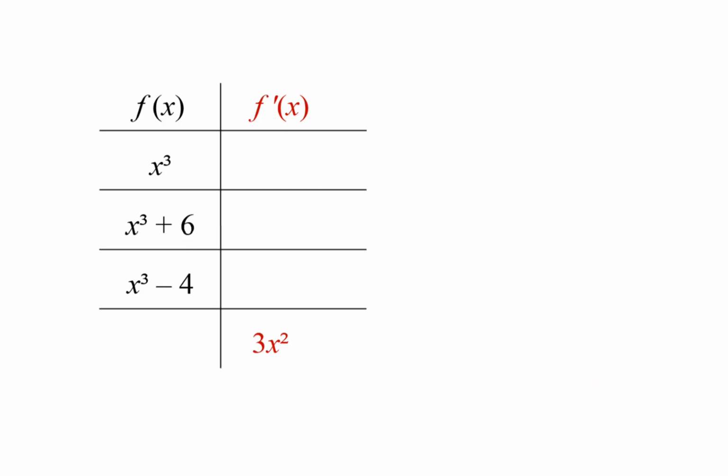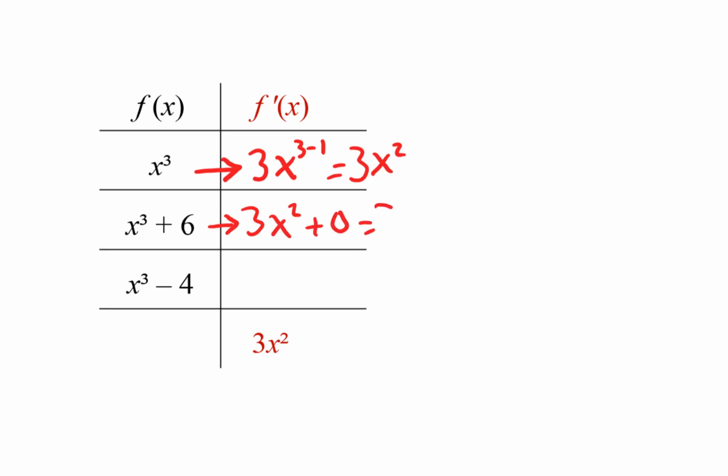First, we look at the derivative of a few functions. What is the derivative of x cubed? Remember the power rule. We bring down the exponent and use it as a coefficient, and subtract 1 from the exponent, so we get 3x squared. Now, what's the derivative of x cubed plus 6? The derivative of x cubed is 3x squared, and the derivative of the 6 is 0, so the total is 3x squared. What about x cubed minus 4? Its derivative is also 3x squared.